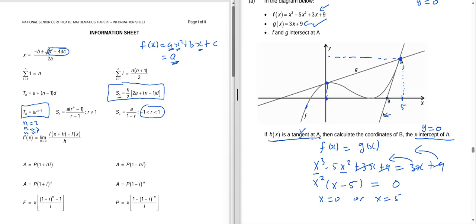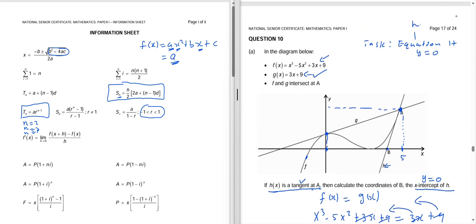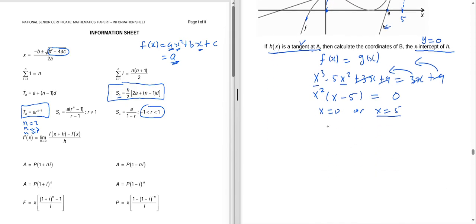So for the a coordinate, it means that the x that we really need is 5. And then if we substitute in the graph of g, if we replace with 5, we're going to say 3 times 5, that is 15. 15 plus 9, that is 24. So the coordinates of A is 5 and 24.